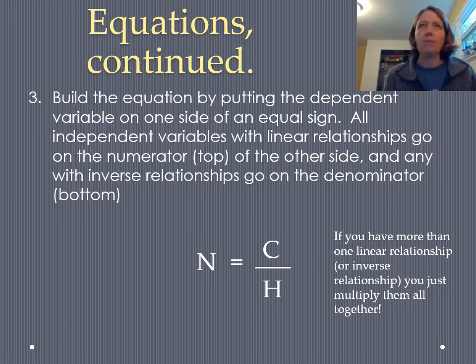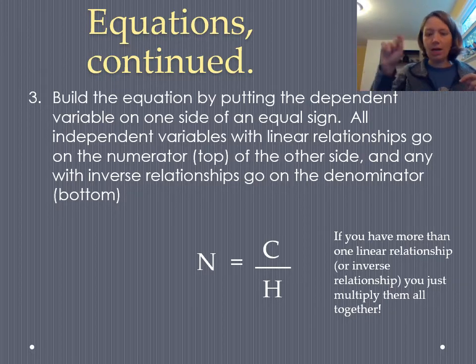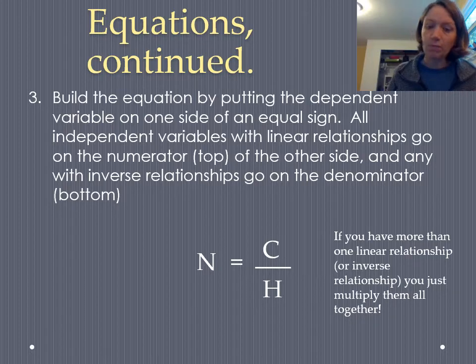So if you decided that niceness also depended on stickers given out, at S, we could put C times S on the top, and then we'd still have our H on the bottom. So you can add as many variables as you need, but all the linear ones go on the top, and all the inverse ones go on the bottom.